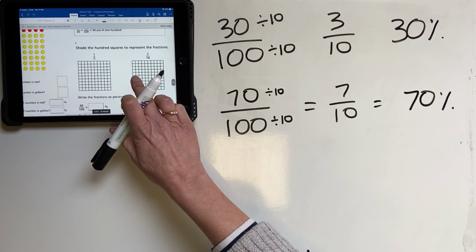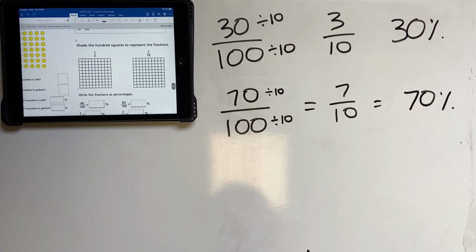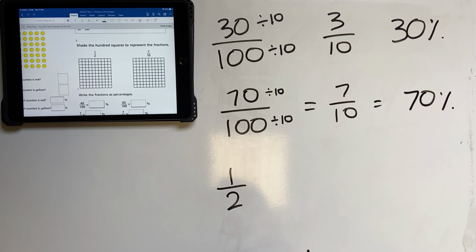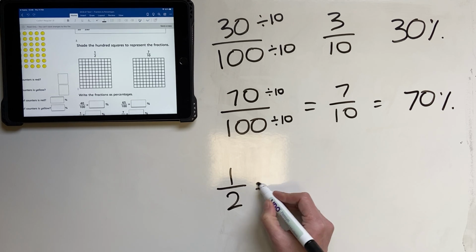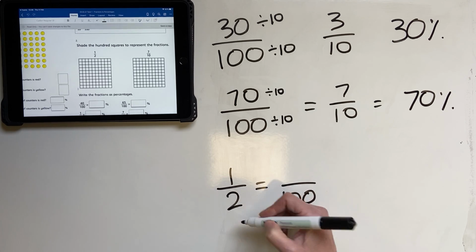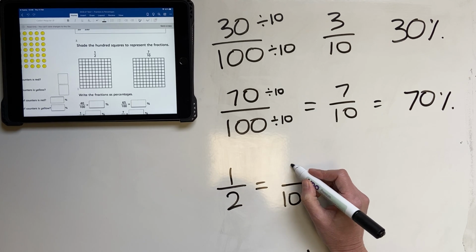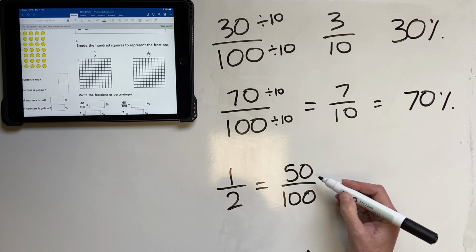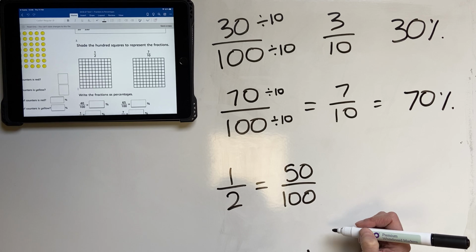Question 2. Shade half of the 100 squares. So I'm sure that you know what half is. What is the equivalent fraction in hundredths? Well, half is the equivalent of 50 hundredths. So you have to colour in 50 out of 100.